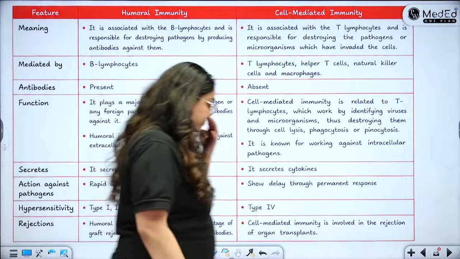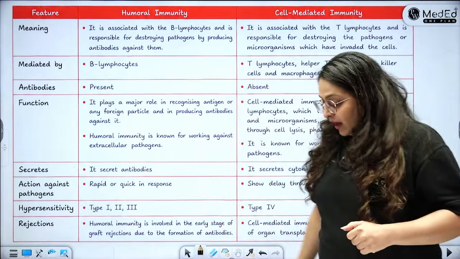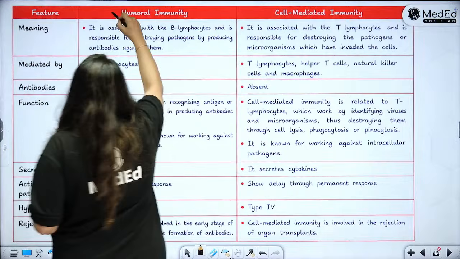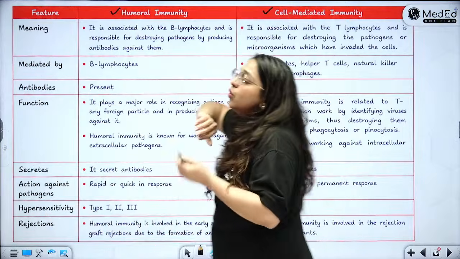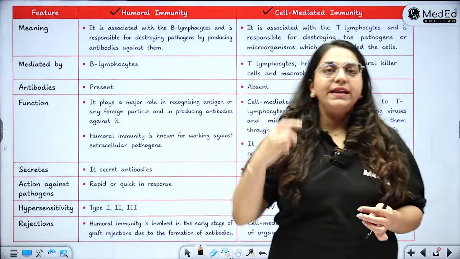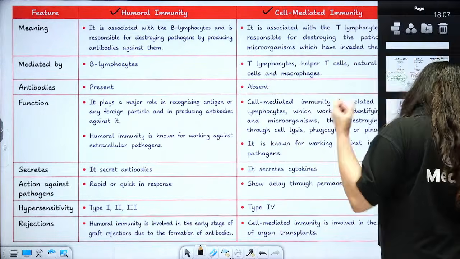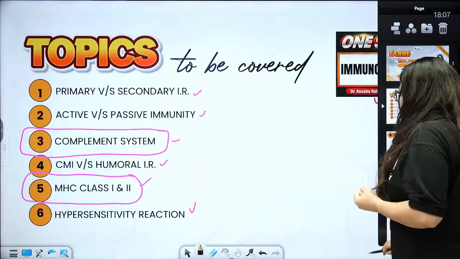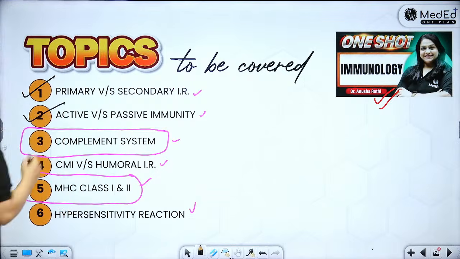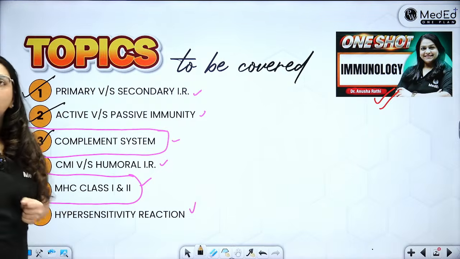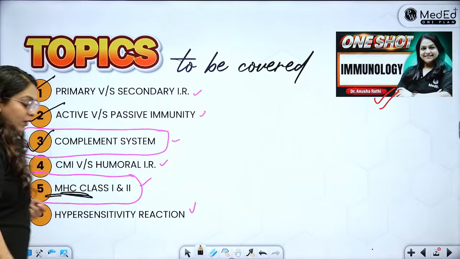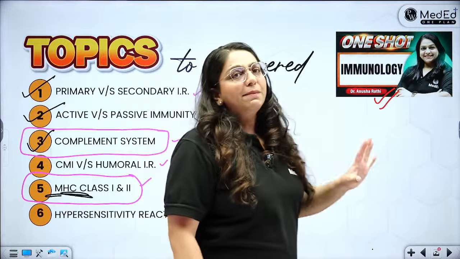Now, another differences table. Everyone has understood humoral immunity and cell-mediated immunity by now, right? You know that humoral immunity basically means antibody-mediated immunity. Just to give you a little willpower and strength, let's realize that we have covered primary, secondary, active, passive, complement. Quickly we are going to go over the table of CMI and humoral, and very quickly we are going to come to MHC, right?